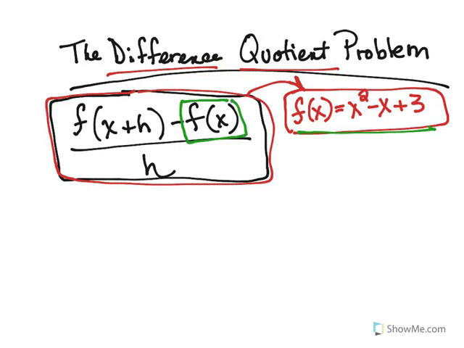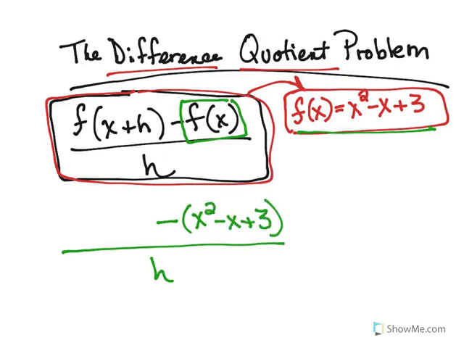So if I had to write this down and what I know, well, I know the h, that's fixed, that has nothing to do with that. I know I'm going to have a minus, and I know what f of x is, and that's x squared minus x plus 3. Okay, but what is this f of x plus h?